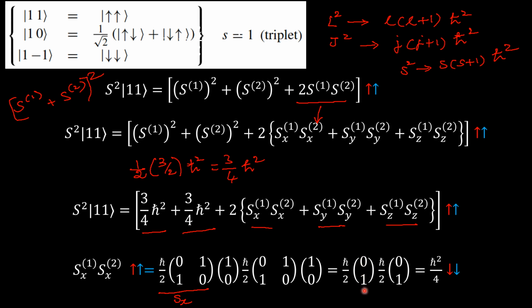See, 0, 1 represents the spin down. So ħ/2 into ħ/2, you will get ħ²/4, spin down. Spin up will come to down, so it will change the state of the spin. So we will see similarly in the case of SY, what will happen.